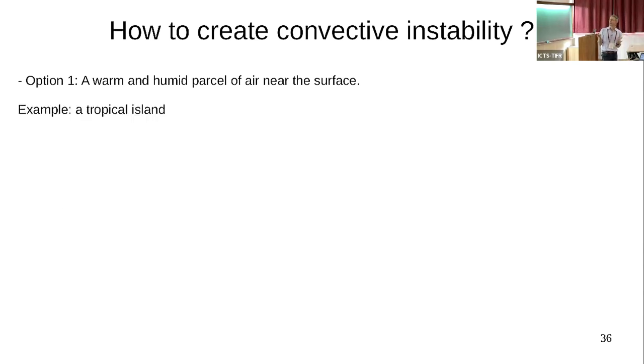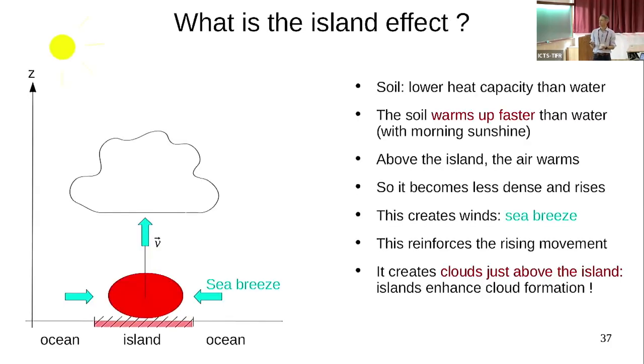So one example for this is a tropical island. If you take a very simple, small island here, then you have ocean on the sides. Well, the soil here has a pretty low heat capacity compared to the ocean, which is water. And so the soil will warm up faster with the sunshine in the day. And so just above the island, the air is warm and probably also a little bit humid. So it can be less dense, it rises, it creates a sea breeze, right?